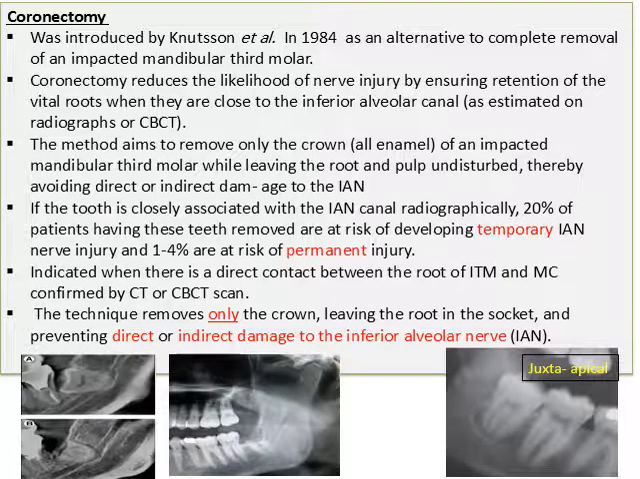In this slide, we talk in slightly more detail about coronectomy. Coronectomy was introduced by Knudsen in 1984 as an alternative to complete removal of an impacted lower third molar. It is an alternative to the removal of such a tooth. Coronectomy reduces the likelihood of inferior dental nerve injury by ensuring retention of the vital root when they are close to the inferior dental canal, as estimated by cone beam CT or CT scan.